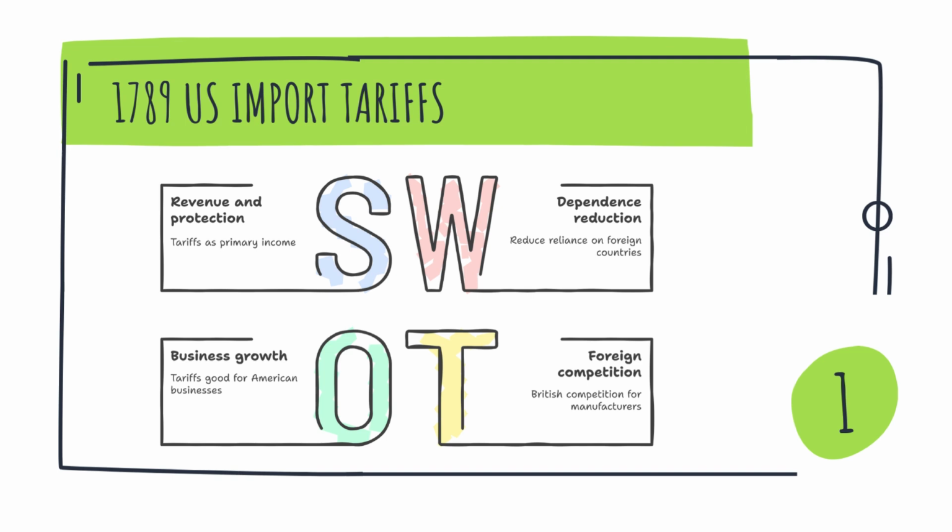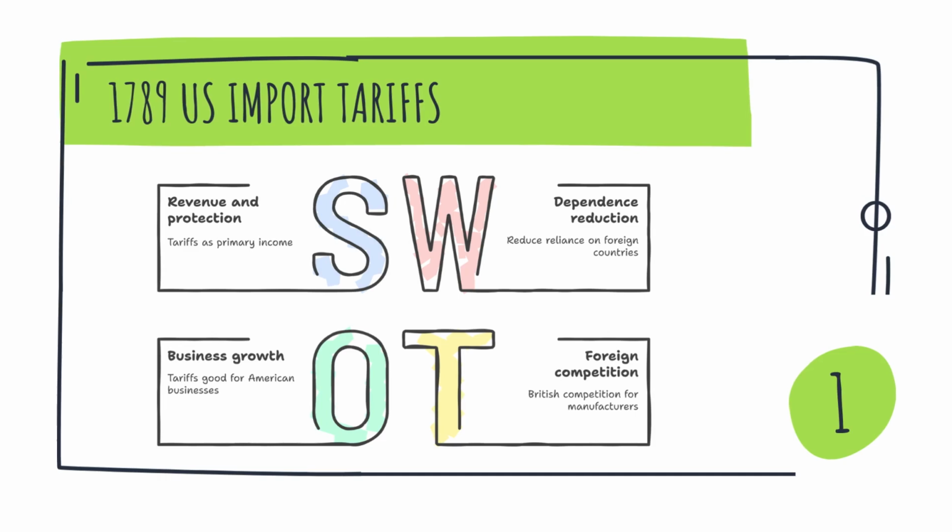In 1789, the United States imposed a 5% tariff on all imported goods. Why? The government needed money and wanted to protect American producers from foreign competition, especially the British. Back then, tariffs were the main source of income for the US, making up as much as 95% of federal revenue. Alexander Hamilton believed tariffs were good for American businesses in the long run. He wanted the US to become less dependent on other countries, especially for manufacturing.